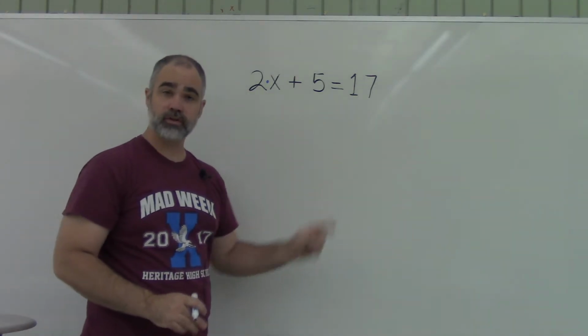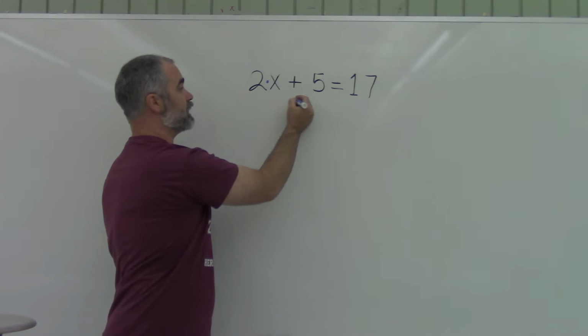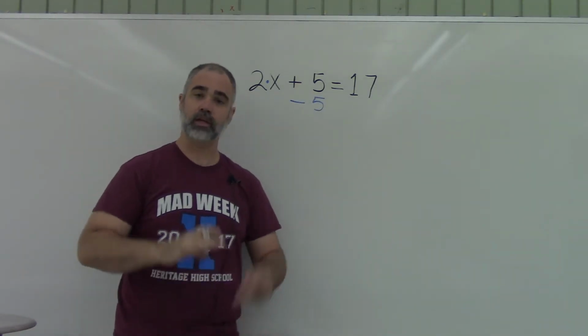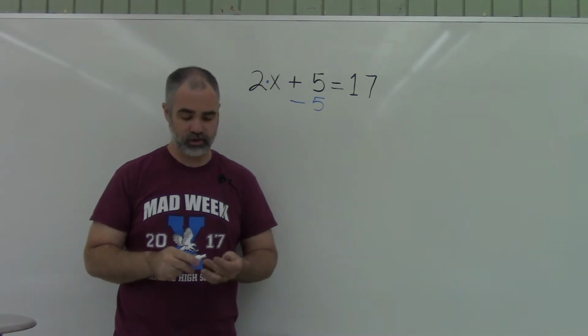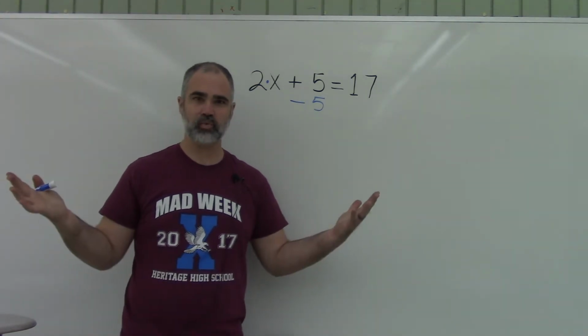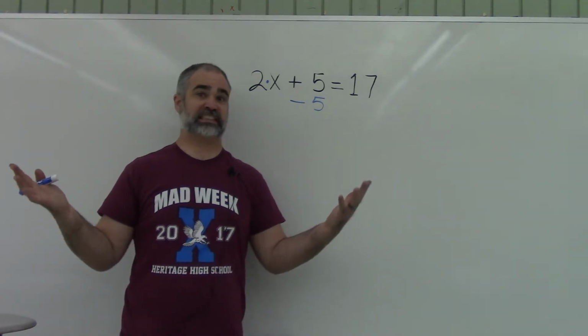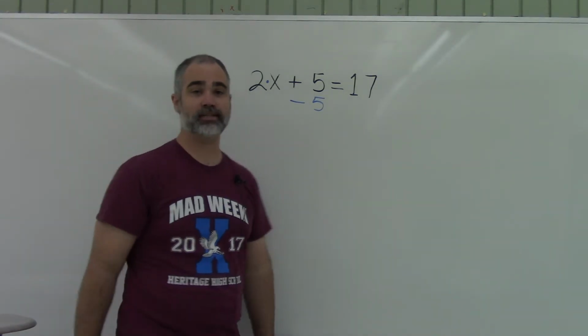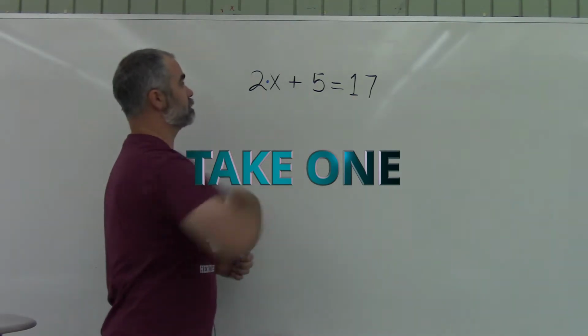Some of you also are sitting here and saying, well, that's plus 5. I should subtract 5 because that's the opposite of addition. Both of you are right. The question is, which one do we do first? I'm going to do this both ways and we're going to see which one comes out easier. Let's start with this division problem.